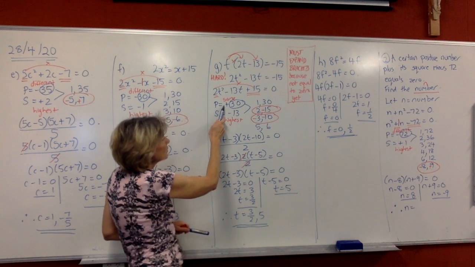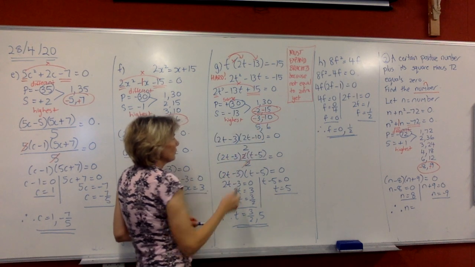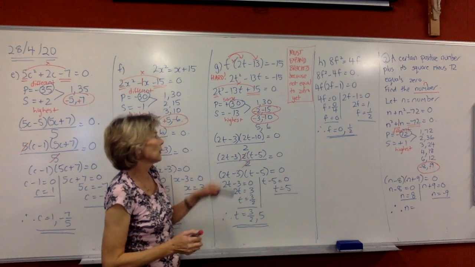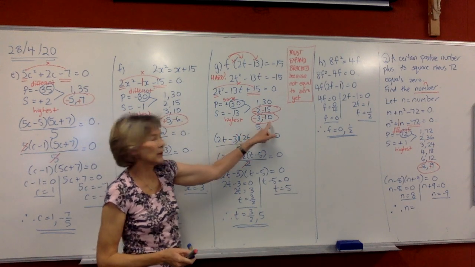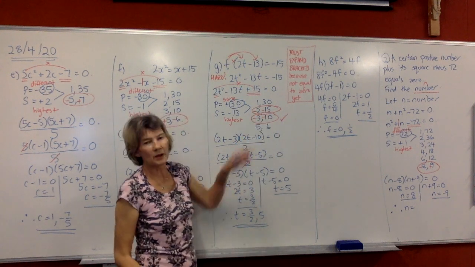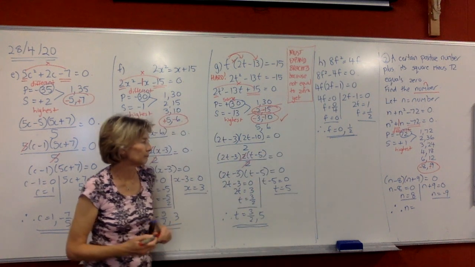Up here, the signs have to be the same. So if that's negative, the other one has to be negative. Now, if you look at them, we have to get a minus 13 when we collect them. Minus 3 minus 10 does give you minus 13. But minus 2 minus 15 does not give you minus 13, so we can cross that out.